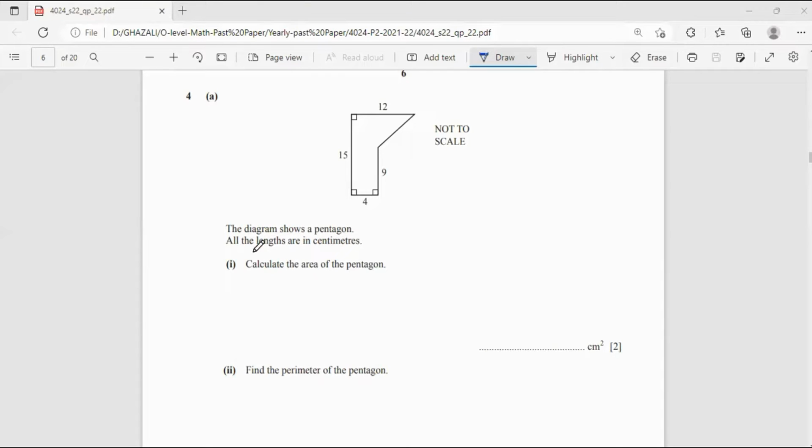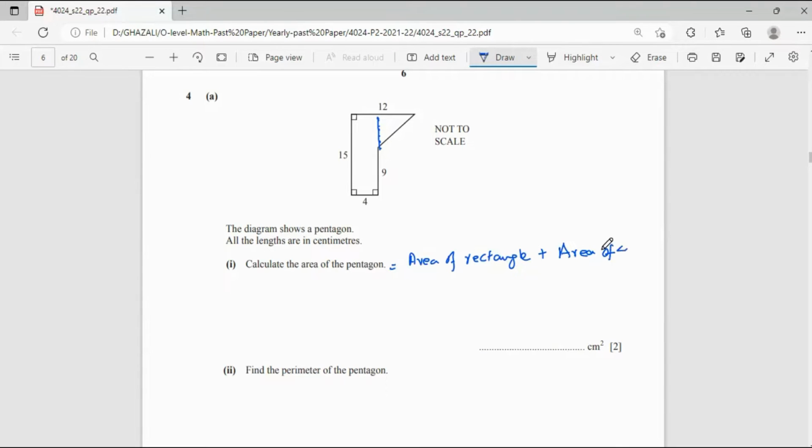Then question number 4, part A. The diagram shows a pentagon. All the lengths are in centimeters. Calculate the area of the pentagon. This shape is not a regular pentagon. Now we split it to find the area. We split this shape into two parts by drawing a line. We get a rectangle and a triangle. Therefore, the total area of the pentagon will be equal to the area of the rectangle plus the area of the triangle.